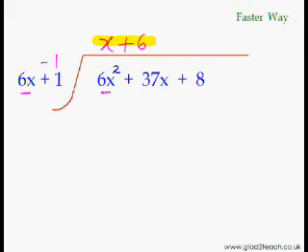This is our quotient. Well, if you want to find the remainder as well, not a problem at all. Once again, do the same thing. -1 times 6 is -6, and -6 plus 8 will give us plus 2. So the remainder is plus 2.